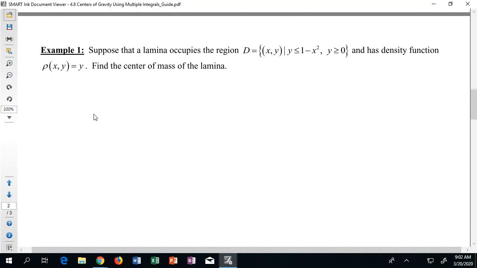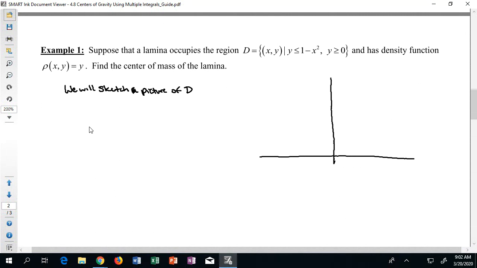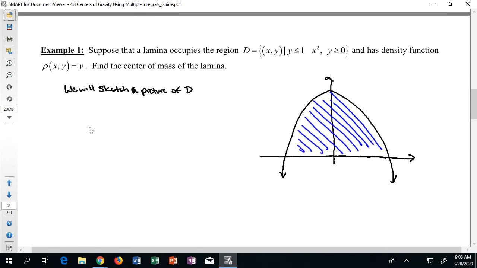So first thing I might do is sketch a picture of this region. So I'll say we will sketch a picture of D. All right, so let's see here. Out in the xy plane, if y is less than 1 minus x squared, 1 minus x squared looks like this, parabola opening down. And if y's got to be above 0, then it seems like this space right here would definitely be my region D. Okay, so that's a pretty simple region.